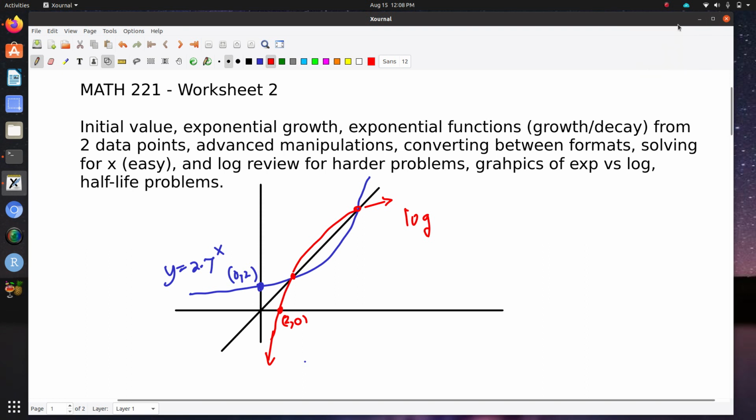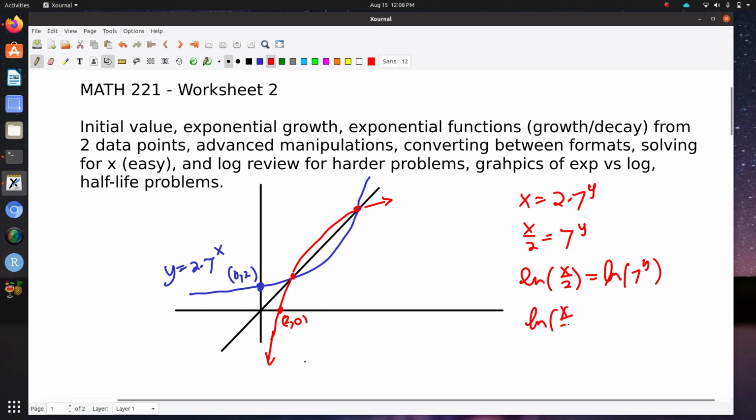Okay, so what in fact is the expression which we would use? How can we solve this? Well, let's do what we did in the last video. We just flip x and y and see what kind of a mess we get into. So x minus 2 is equal to 7 to the y, and I want to solve for y. I say, natural log of x over 2 is equal to natural log of 7 to the y, and so I get natural log of x over 2 is equal to y natural log of 7.